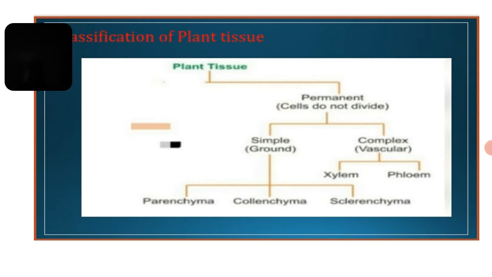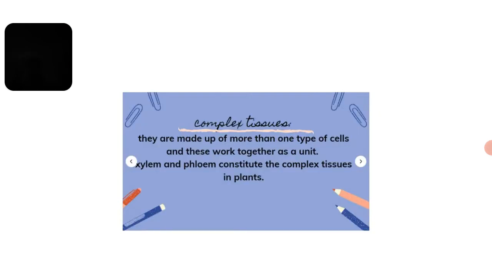In the previous classes we already learned the importance of the simple tissues, that is parenchyma, collenchyma, sclerenchyma. I explained that well. Now we continue with the complex tissue. The complex tissue is made up of more than one type of cells, and these work together as a unit. In these, xylem and phloem are the important structures. They constitute the complex tissue in plants.